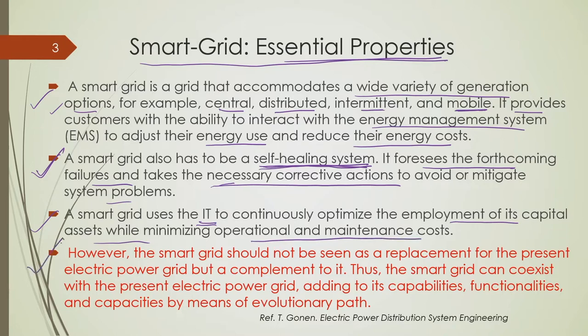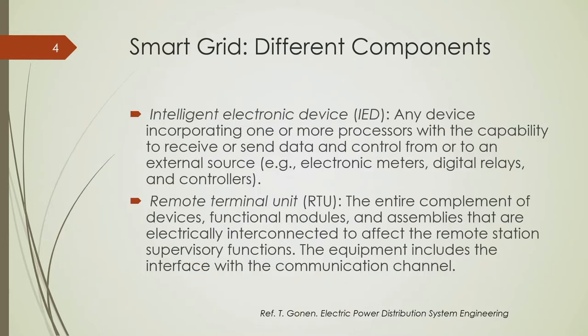But look at the last bullet point, which I have intentionally marked in red font. It says that the smart grid should not be seen as a replacement of the present electrical power grid, but a complement to it, which is very important. It is not a replacement, it is a modernized form of the existing grid. So, in fact, a smart grid can also coexist with the present electrical power grid, adding to its capabilities, functionalities and capacities by means of an evolutionary path. Now, we have some typical definitions of typical components of smart grid.